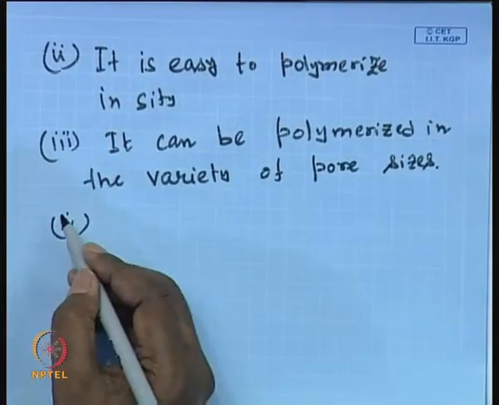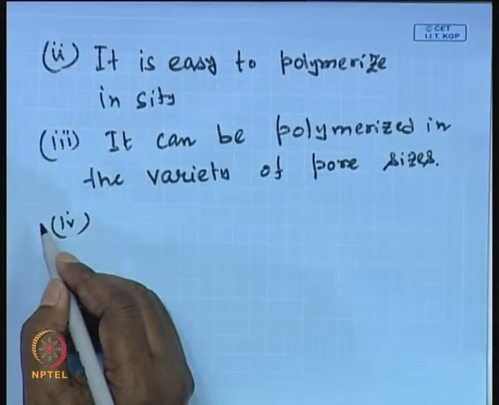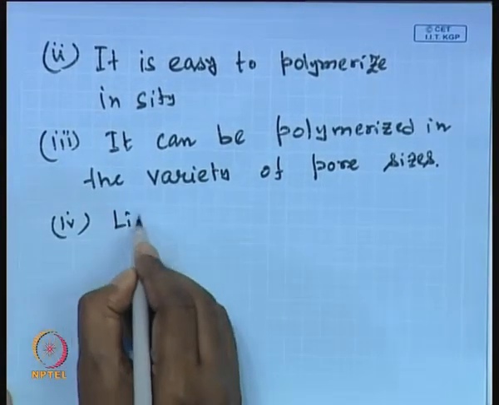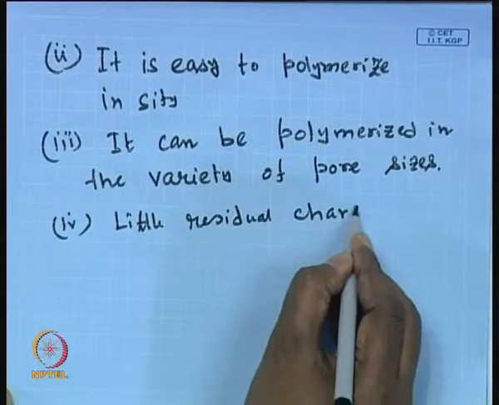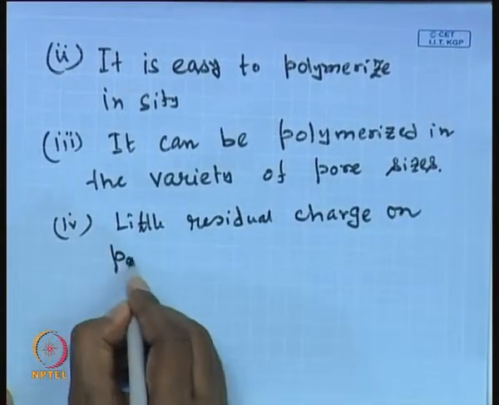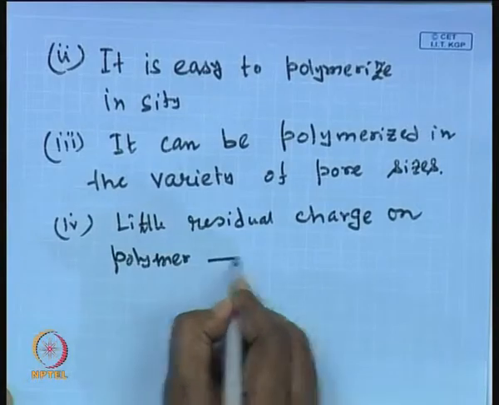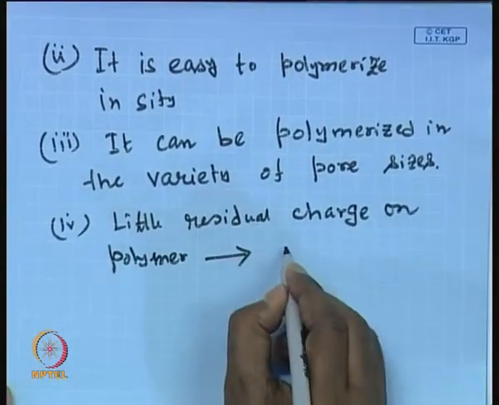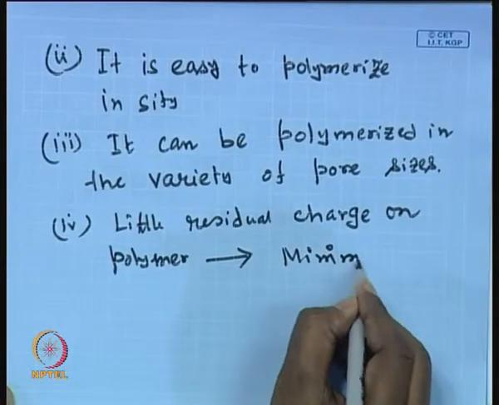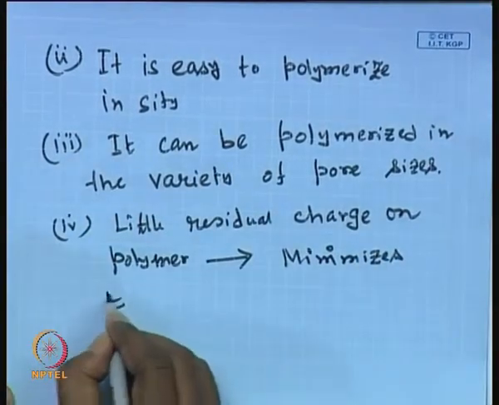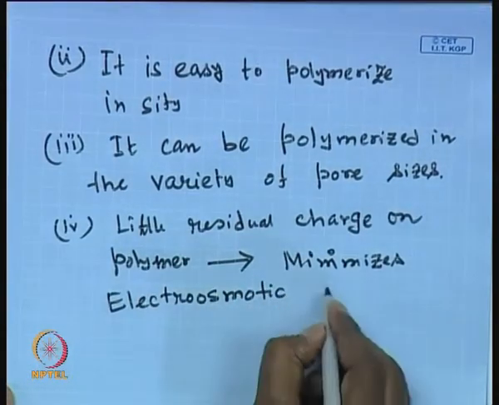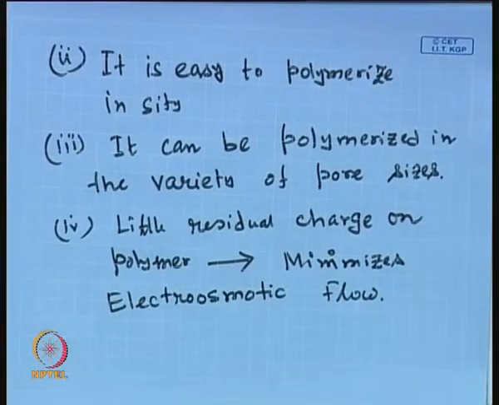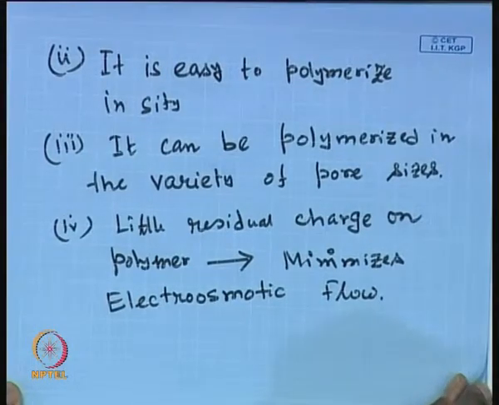And the fourth one is that there is little residual charge present on the polymer. This simply allows the minimization of electroosmotic flow. So, these are the various advantages of PAGE, or polyacrylamide gel electrophoresis.